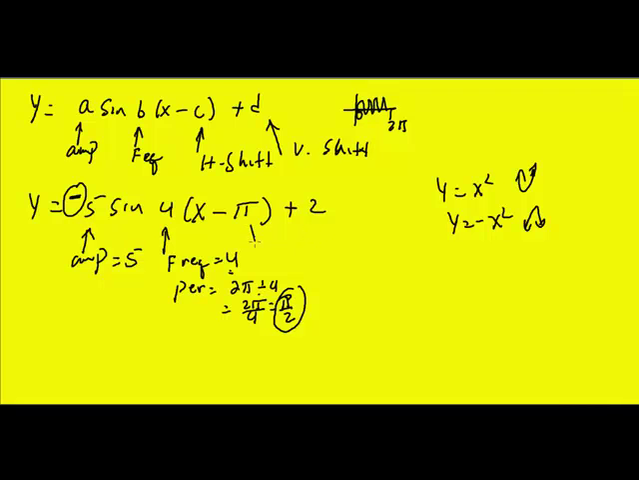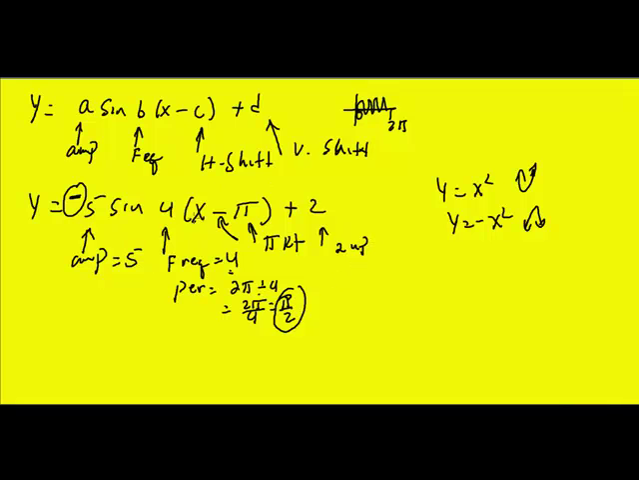Then this is my horizontal shift. That means it's going to shift pi units to the right. You always go opposite of that sign. If that was a plus, you'd go pi units to the left. And this is positive 2, that means we're going to go 2 units up.